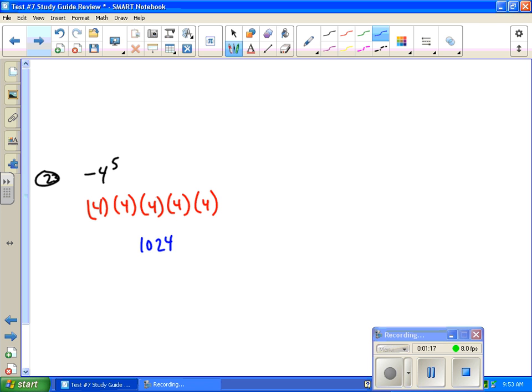It's 1024, and like we said a second ago, we multiplied all of those positive numbers together, but we have to bring this negative down. So it doesn't matter if it was an even or an odd exponent, it's going to be a negative 1024. Again, that's the difference between 22 and 23.